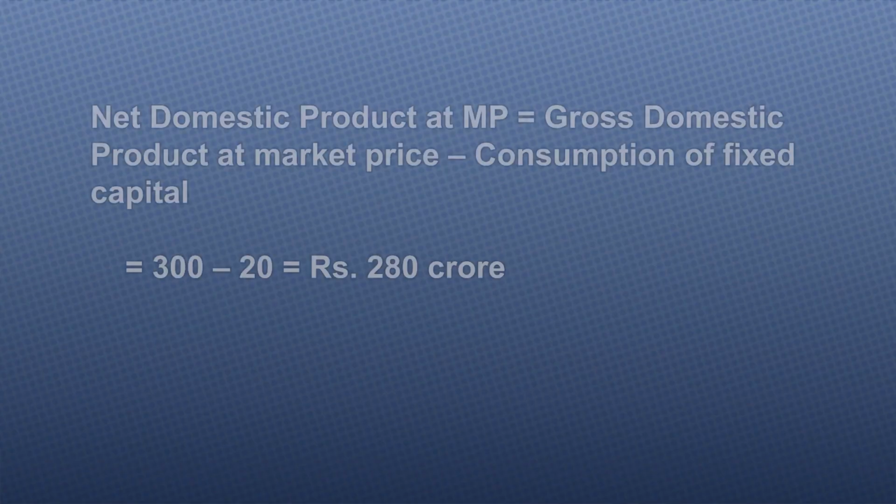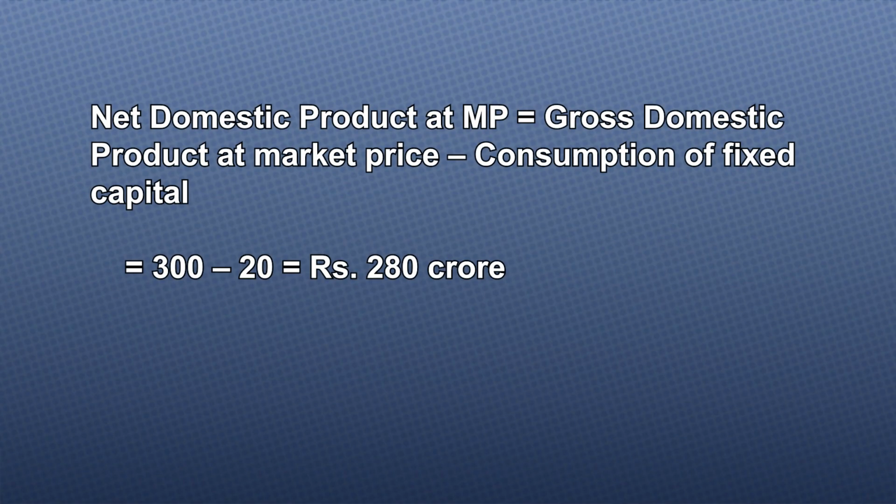For calculating net value of domestic product, we need to subtract depreciation from this. So, the formula will be net domestic product at MP is equal to gross domestic product at MP minus consumption of fixed capital, rupees 300 crore minus rupees 20 crore is equal to rupees 280 crores.